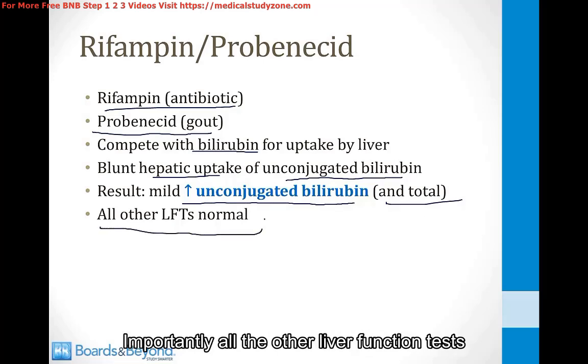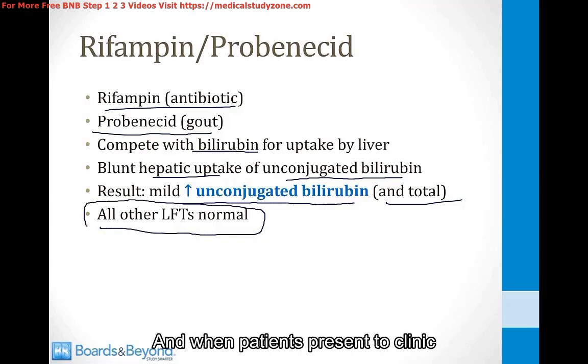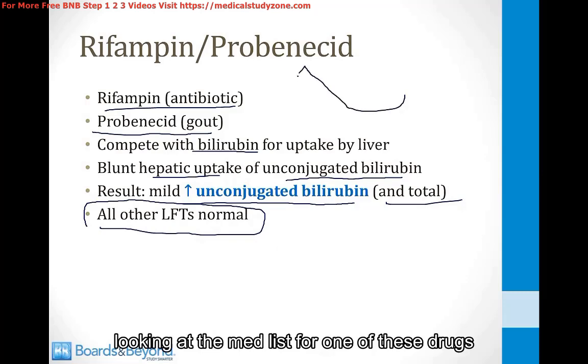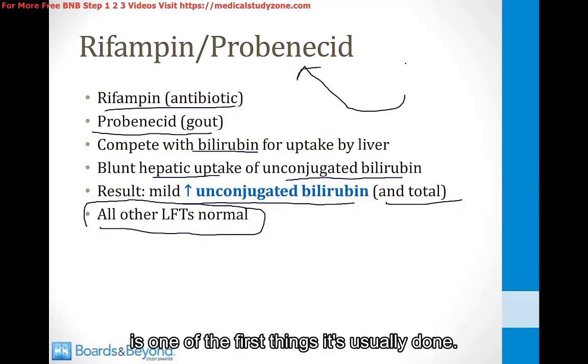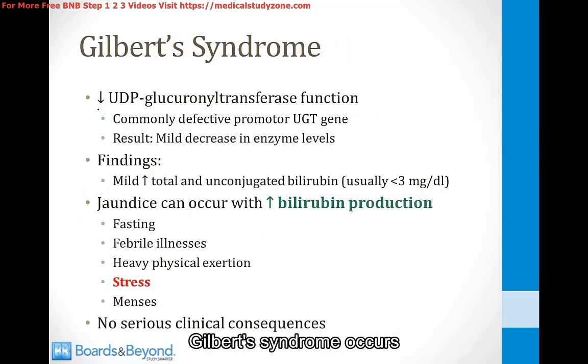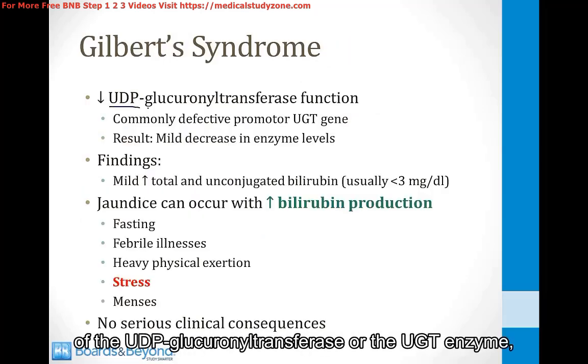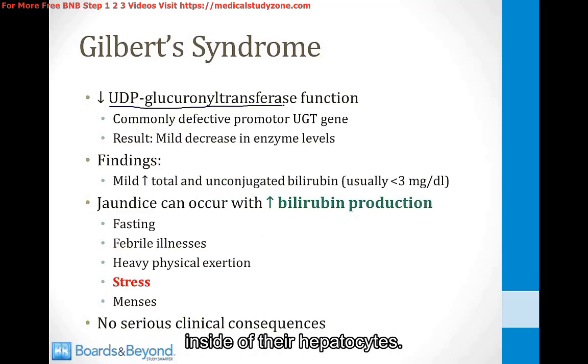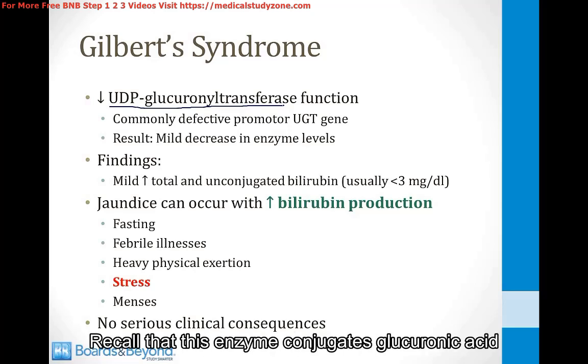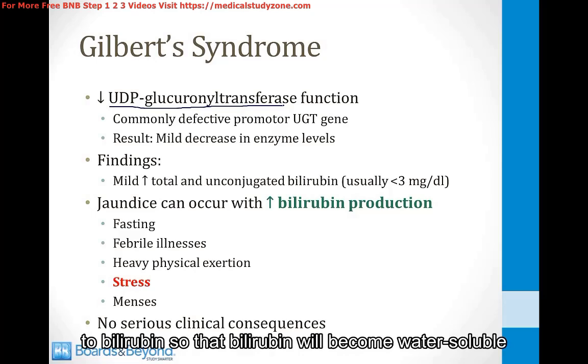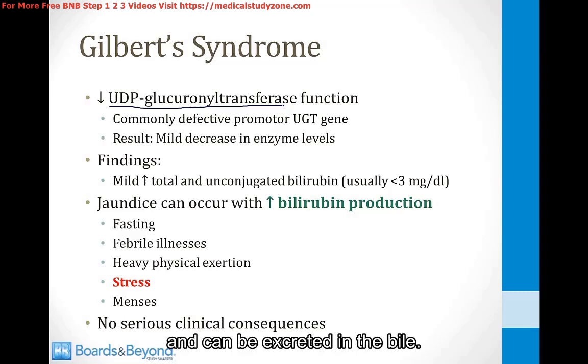Importantly, all the other liver function tests will be normal, and when patients present to clinic with a rise in the bilirubin level, looking at the med list for one of these drugs is one of the first things that's usually done. Gilbert syndrome occurs when patients have decreased function of the UDP glucuronosyltransferase, or the UGT enzyme, inside of their hepatocytes. Recall that this enzyme conjugates glucuronic acid to bilirubin so that bilirubin will become water-soluble and can be excreted in the bile.